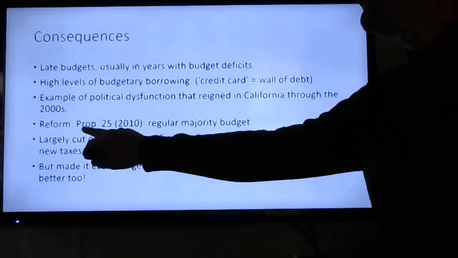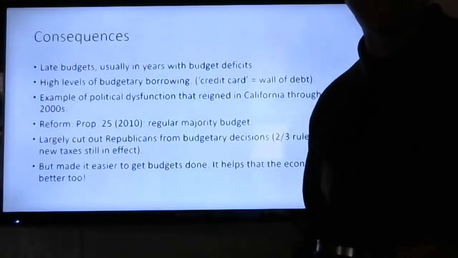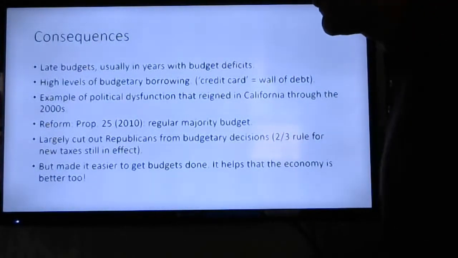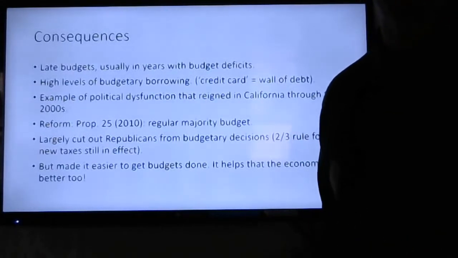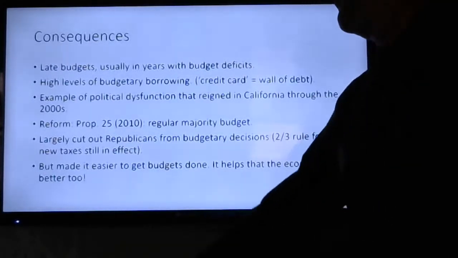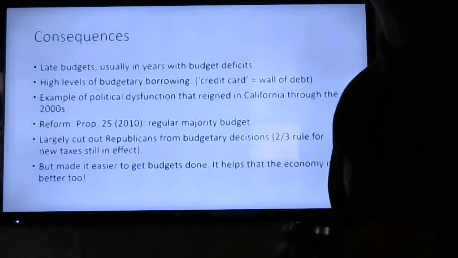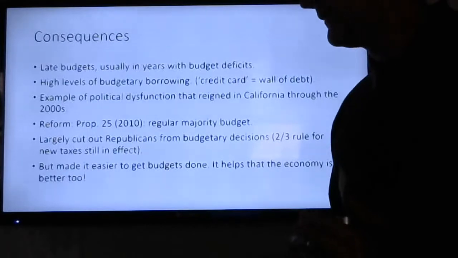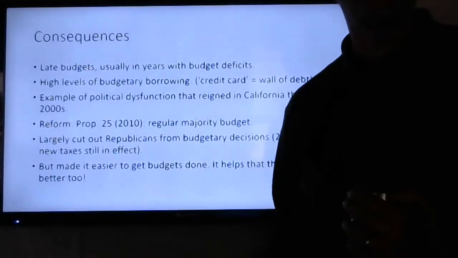So in 2010, Prop 25 switched it to a regular majority budget, right? Majority rules. You say that on the playground when you're playing handball, four square, tetherball, whatever kind of game you play as a kid. Someone tries to cut in line, you say, no, majority rules. We all voted. You have to wait in line. It's not nice to do this. Prop 25 definitely cut Republicans out of budgetary decisions. Not entirely, but largely, okay? But it made it easier to get the budget done. It helps that the economy is better too.